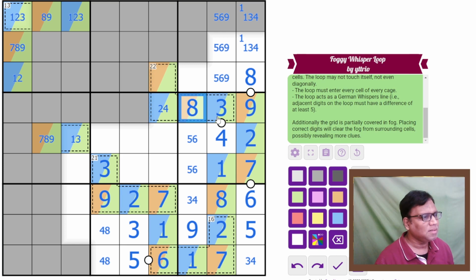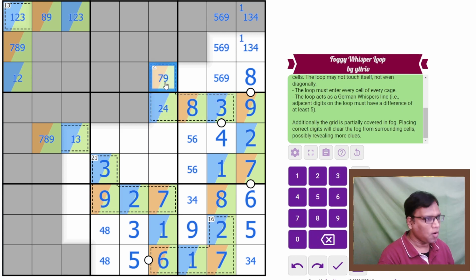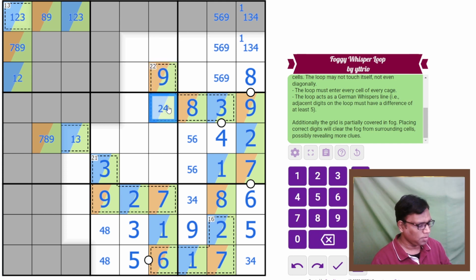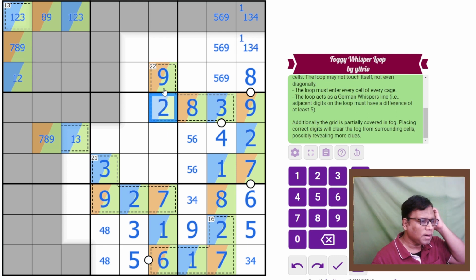9, 11, 22 minus 11. 22 minus 11 is 11, right? So that's either 9 or 7. But 7 4 is not possible, right? So this must be 9 2. This must be 9. This must be 2. Right? 9 and 8 to 10. 9 3 20. Yeah, that's right.